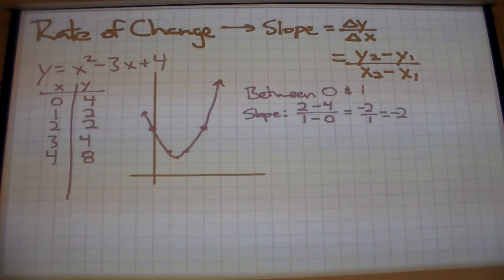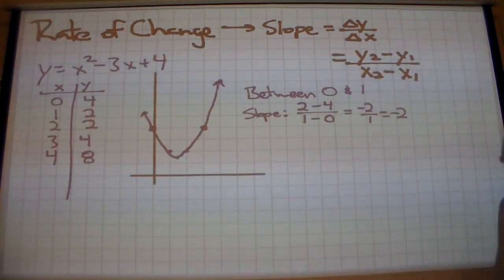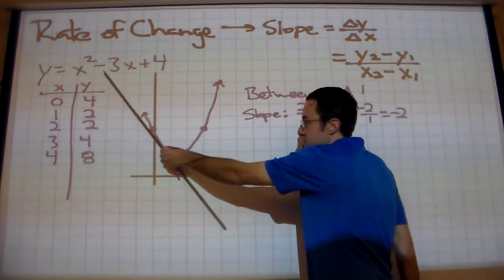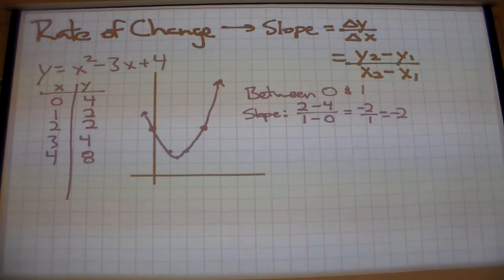Do you agree that between 0 and 1 it has a negative 2 slope? It's going down. Now, a quick way we could do this is all of our x values are 1 apart. So really, it's just how far did it go down? It went down 2. So from 4 to 2, it's negative 2.